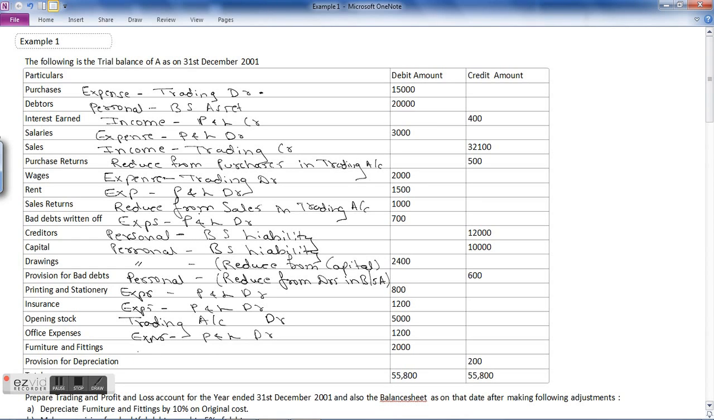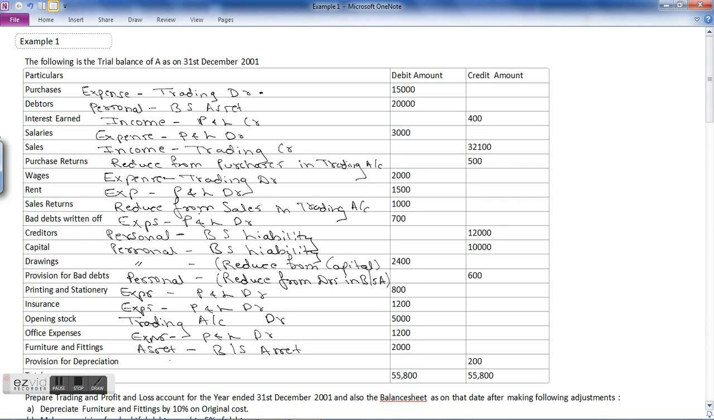Then furniture and fittings. Furniture and fittings is an asset of the firm or a business. Now it's an asset, so it will be on the balance sheet asset side. Furniture and fittings will be a real account.